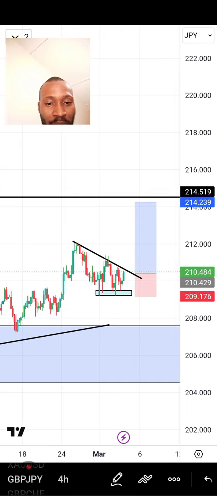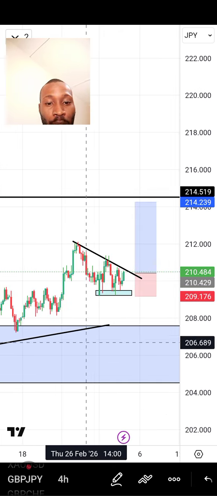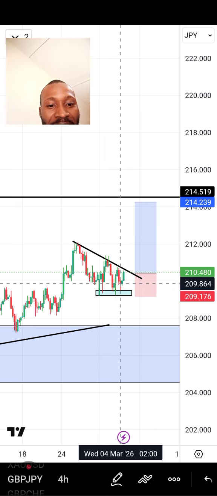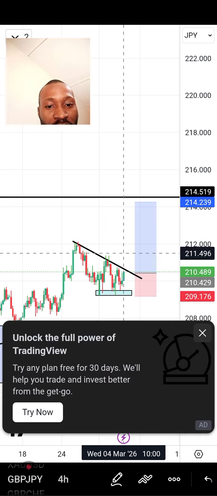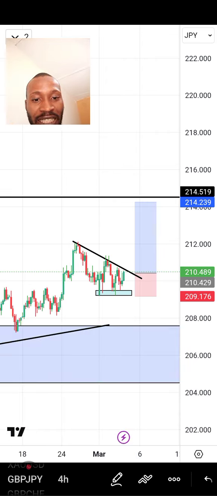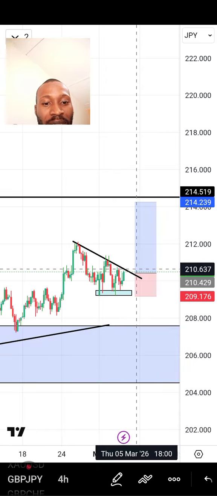Now, how do you trade this? It's simple. You want to trade it in line with the trend. Since you've seen that this is a descending triangle pattern, you want the price to break above this trend line, showing you that the counter trend line has been broken before you get in.